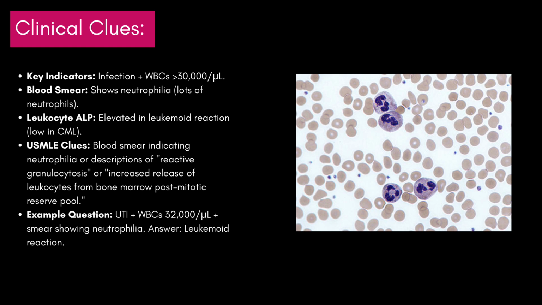USMLE clues: blood smear indicating neutrophilia or descriptions of reactive granulocytosis, or increased release of leukocytes from the bone marrow post-mitotic reserve pool. Example: question, UTI plus white blood cells 32,000 per microliter and smear showing neutrophilia. Answer: leukemoid reaction. Alright guys, now that we have covered all of the content, let's go ahead and take a look at some questions to review the knowledge you have gained so far.